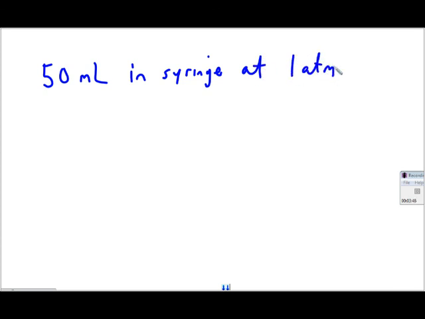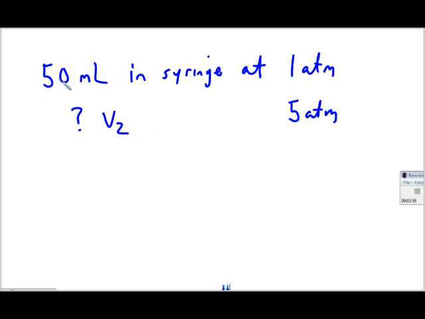Alright, so let's do a question here. If you have a gas that takes up 50 milliliters of space in a syringe, and the starting pressure is 1 atmosphere, if you want to increase the pressure to 5 atmospheres, what's the second volume? What's the final volume going to be?